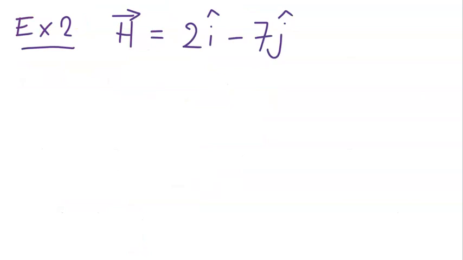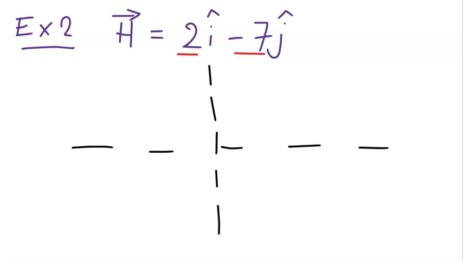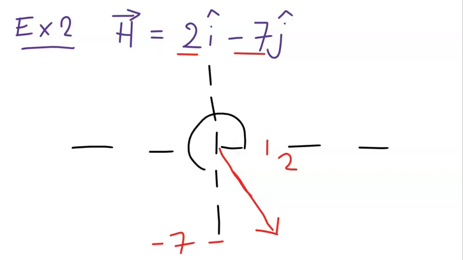Another example, a vector h as shown. Now let's plot the components on the xy axis. So as you can see, it has an x component of 2, y component of -7. So that is 2, and -7 is there. So vector h looks like that. So the angle that you are interested in, the angle that would specify the direction of vector h, is the theta right there. But first we calculate the acute angle alpha.